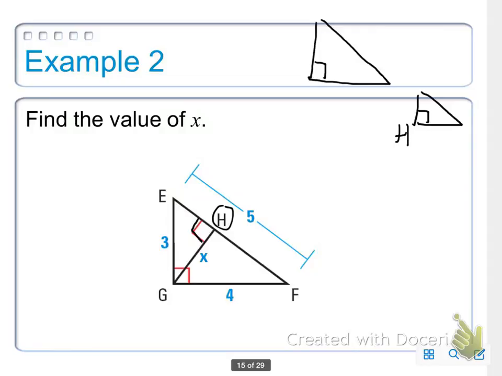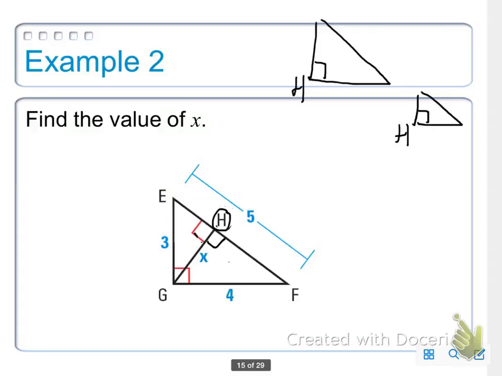Okay? And then it turns out that we also have a right angle right here, which also is H, but that's in the medium triangle. So H is there. So I go for the easiest angle, which is the H's. So I've turned these triangles.